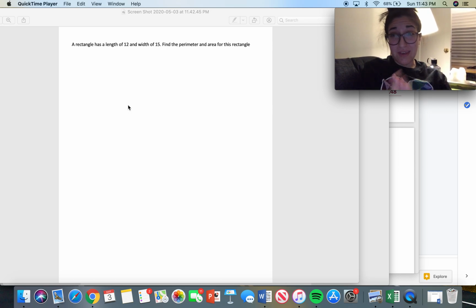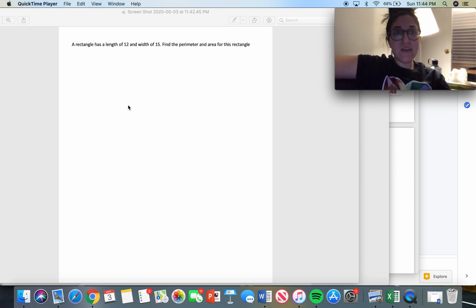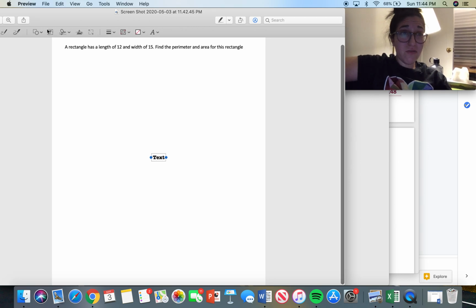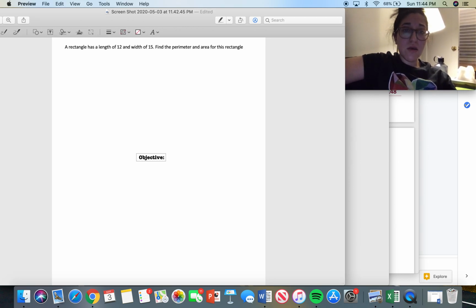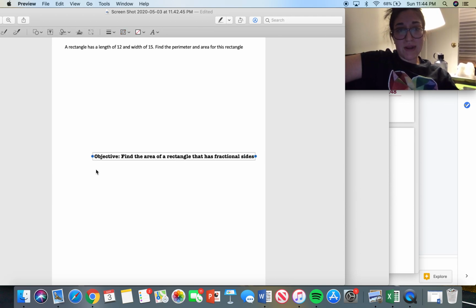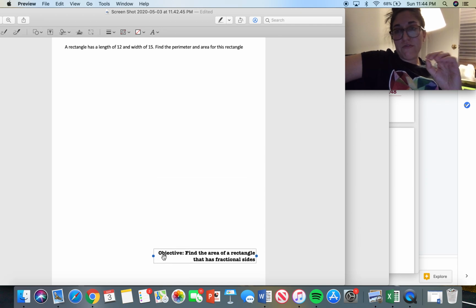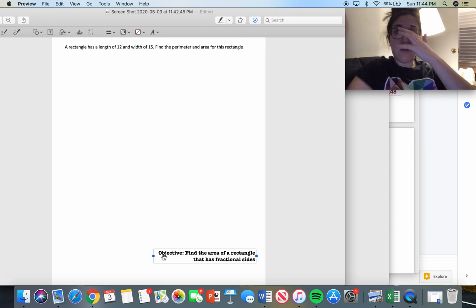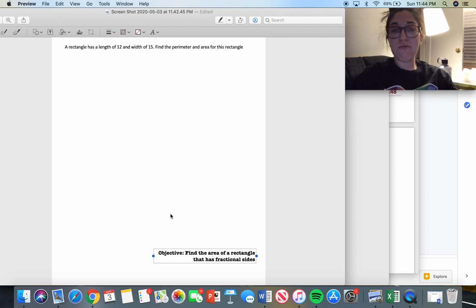Let's get right into this problem set because there's a lot to cover and I want to try to keep these videos short. So this is the problem set for Module 5, Lesson 10, and our objective today is to find the area of a rectangle that has fractional sides. In other words, what happens if a rectangle has a side that's not a full length, that's a fraction of a side, like 12 and a half? How can we find the area of that?